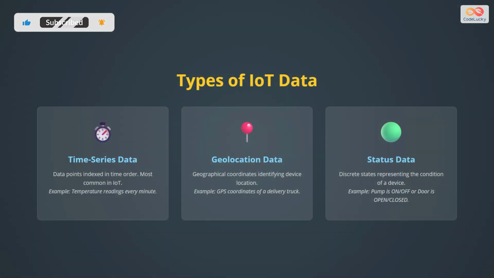IoT devices generate different types of data. The most common is time series data, which consists of readings indexed by time, like a temperature check every minute. We also have geolocation data, which tracks where a device is physically located. And finally, status data, which tells us the condition of a device, such as whether a pump is on or off.